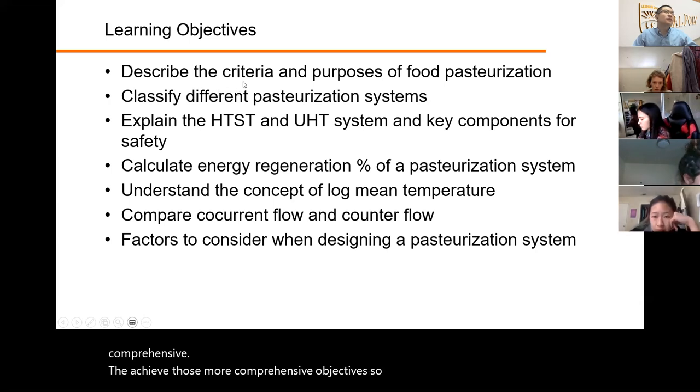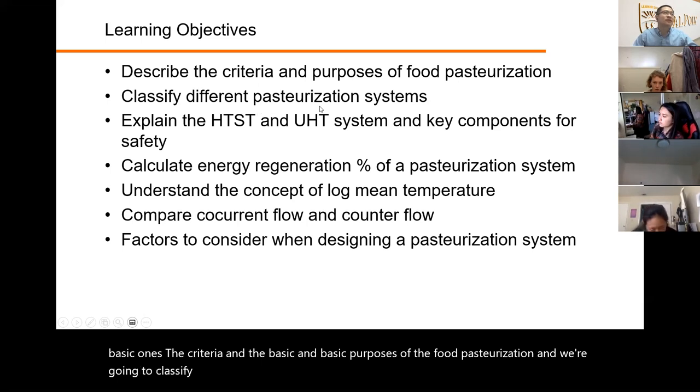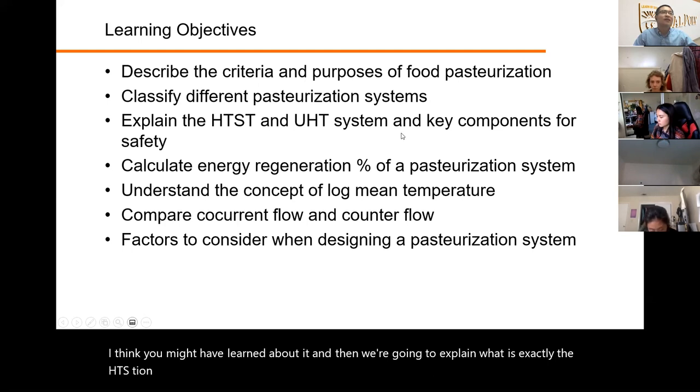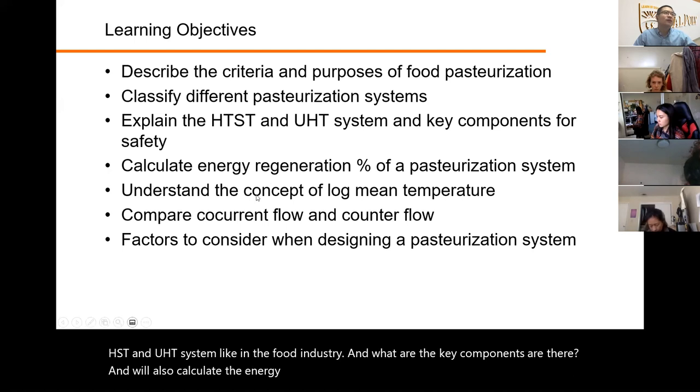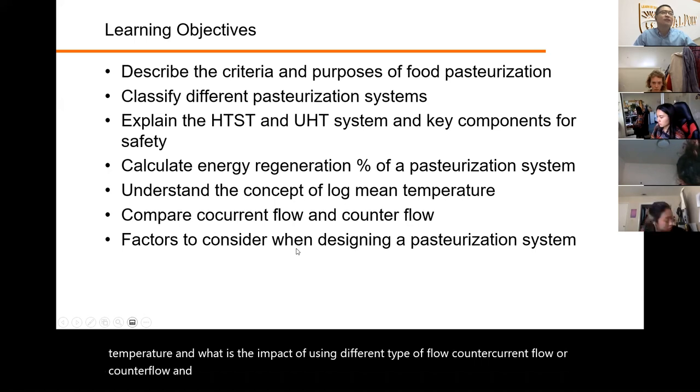First, we're going to start with the very basic ones, the criteria and the basic purposes of food pasteurization. We're going to classify different pasteurization systems. And then we're going to explain what exactly the HTST and UHT systems are like in the food industry, and what the key components are. We'll also calculate the energy regeneration, learn what log mean temperature is, and the impact of using different types of flow, like co-current flow or counter flow. And finally, we'll think about how to design a pasteurization system, okay?